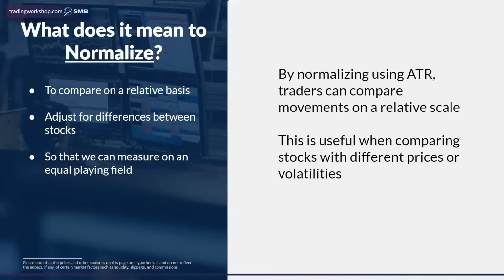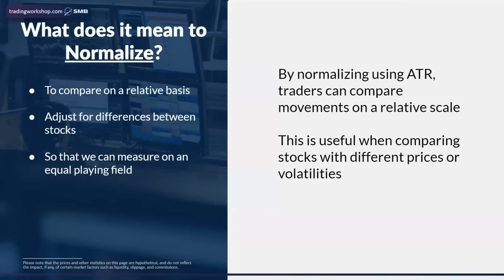Normalizing means to compare on a relative basis. It allows us to adjust for differences between stocks so that we can measure them on an equal playing field. If we're going to use ATR to normalize something, then we're going to compare a stock's movements on a relative scale. This is really useful when we're comparing stocks with different prices and different volatilities.